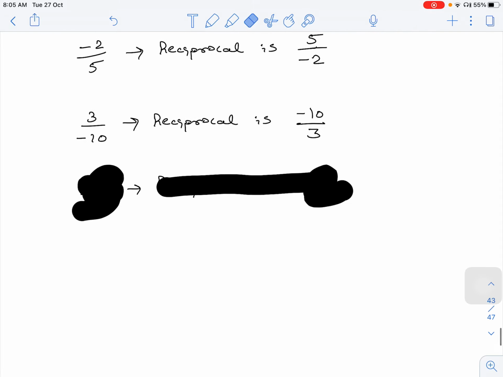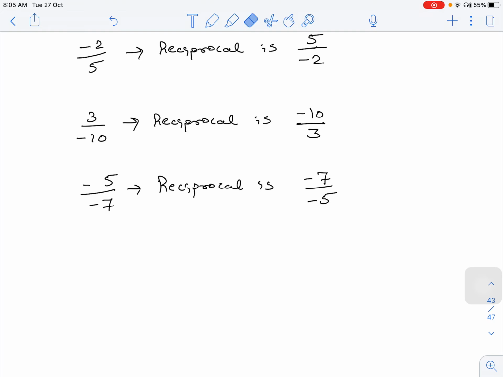Now suppose both numerator and denominator have the same sign, then also no need to get confused, as our regular rule is that the numerator will go to the denominator, the denominator will come to the numerator. So what is the reciprocal of minus 5 upon minus 7? It is minus 7 upon minus 5. If you want, in the next step you can write that equals to, now numerator and denominator both have the same sign, so we can write it as 7 upon 5. But the first step is this one.